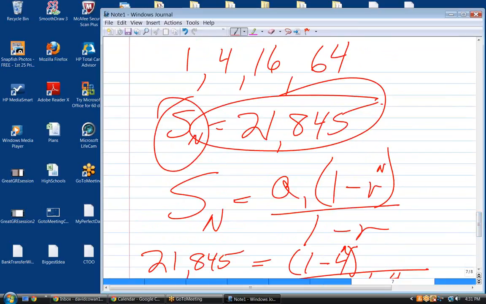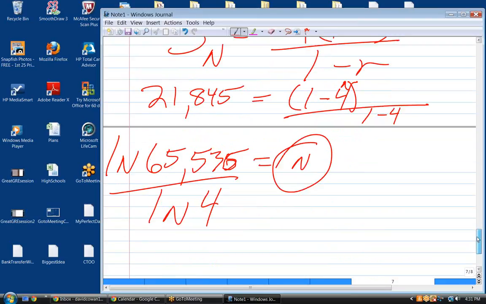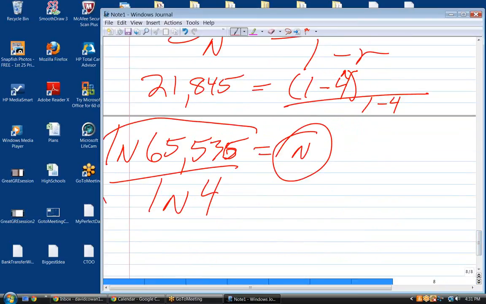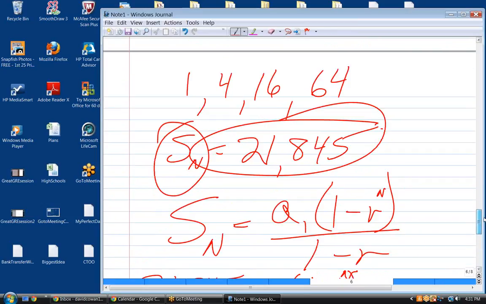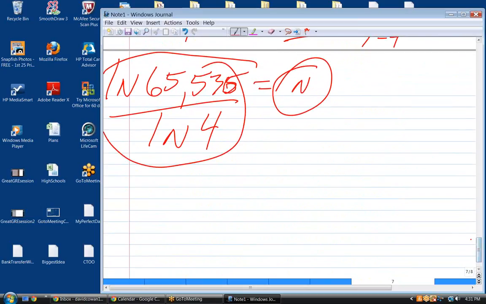Whatever that is, you'd have to look that up on your calculator. But that's what n is. It's probably a pretty good size number, I would think. It would be like 50 maybe, 40, something like that.